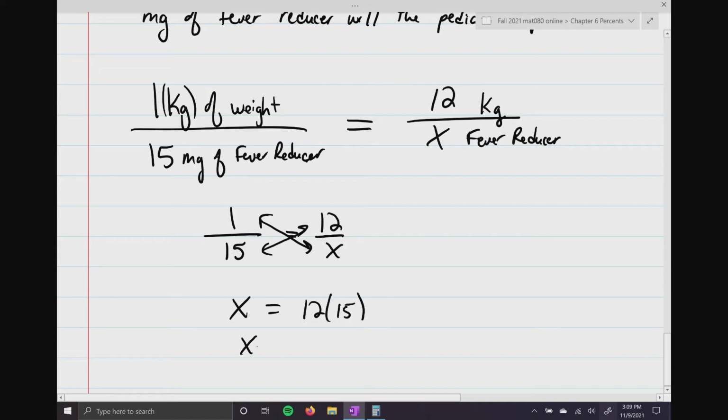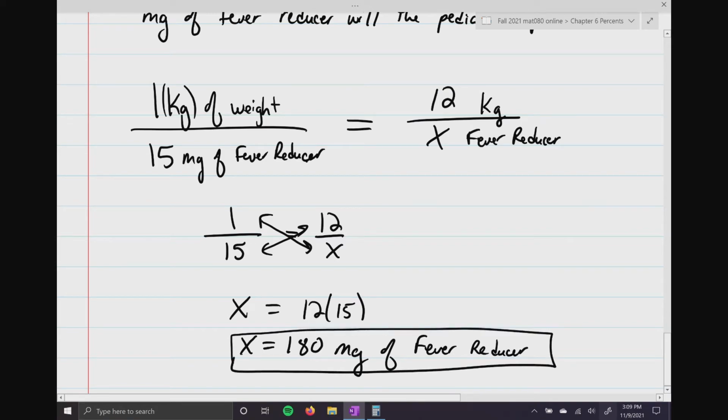So it looks like X is going to be 12 times 15. And when you take 12 times 15, you get 180 milligrams of fever reducer. And that happens every single day in the hospital. It's exactly what they do.